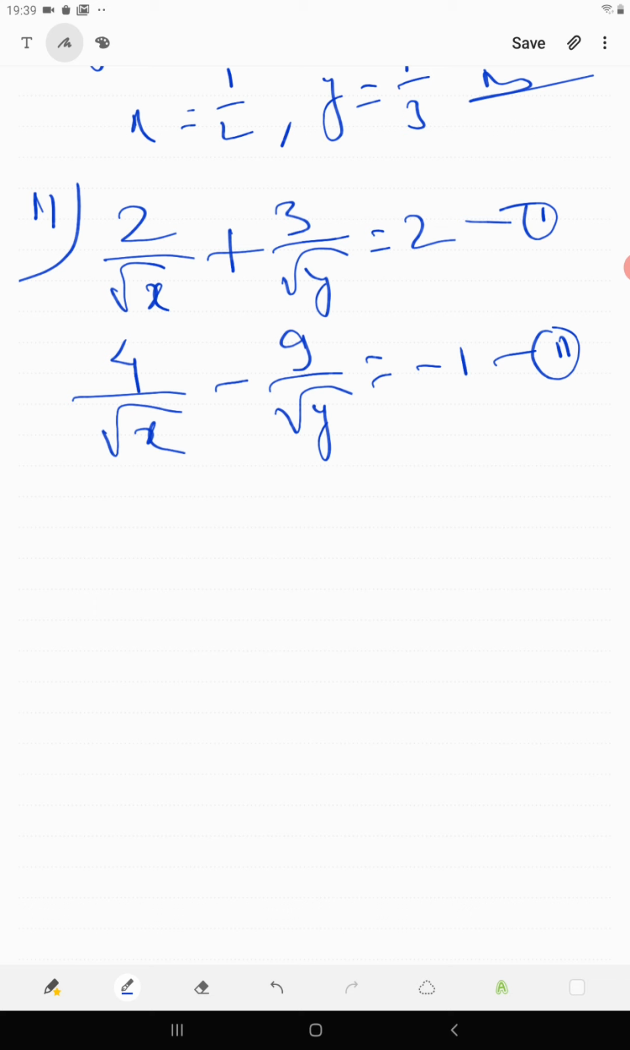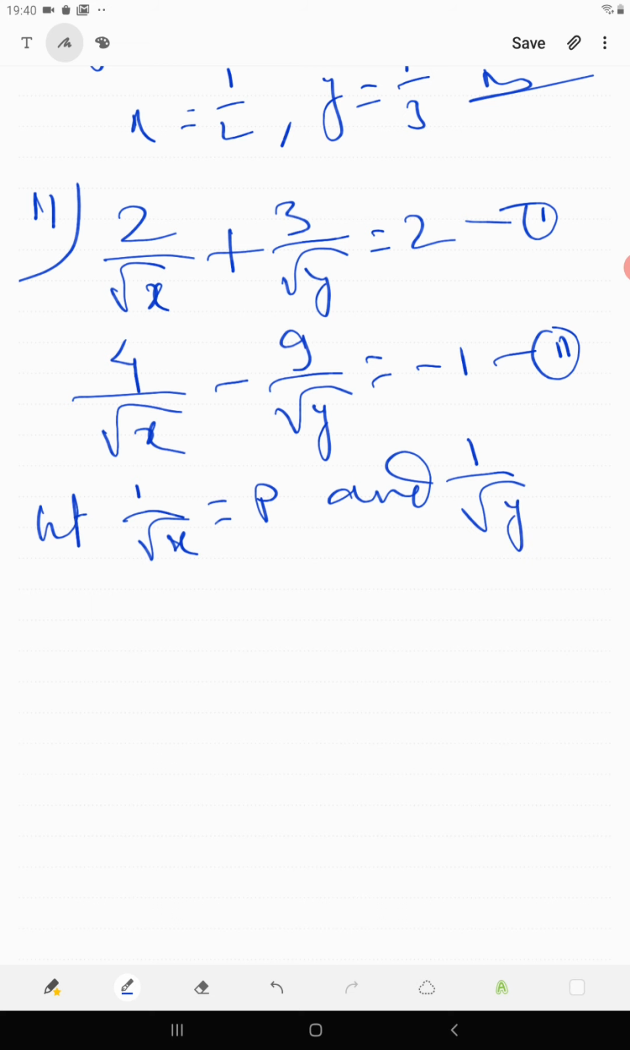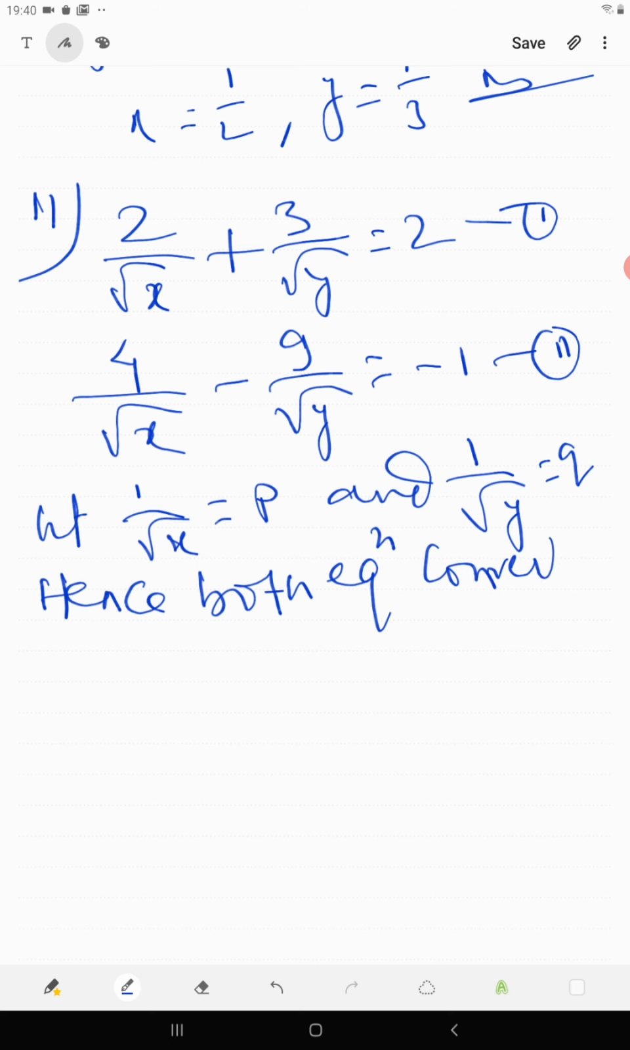So here we will assume 1 by root x and not 1 by x. So let 1 by root x equal p and 1 by root y equal q. Hence both equations convert to what?